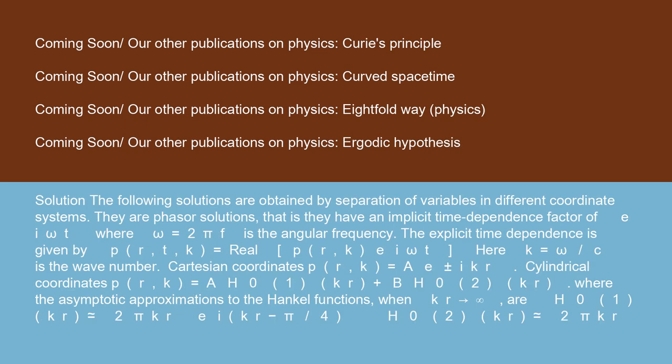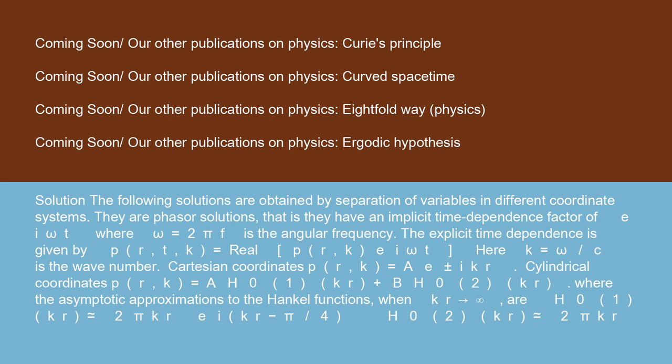Solution: the following solutions are obtained by separation of variables in different coordinate systems. They are phasor solutions, that is, they have an implicit time dependence factor of e^{i omega t}, where omega = 2 pi f is the angular frequency. The explicit time dependence is given by p(r,t,k) = Real[p(r,k) e^{i omega t}]. Here k = omega/c is the wave number. Cartesian coordinates: p(r,k) = A e^{plus or minus ikr}.